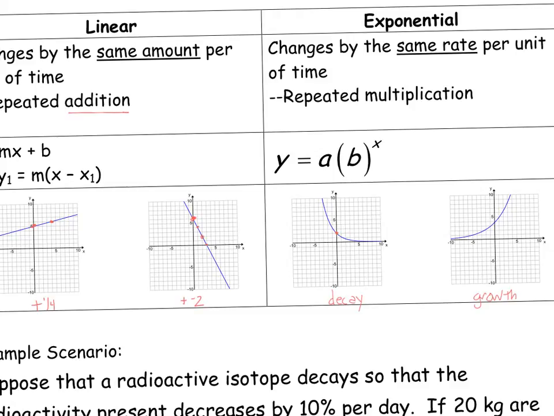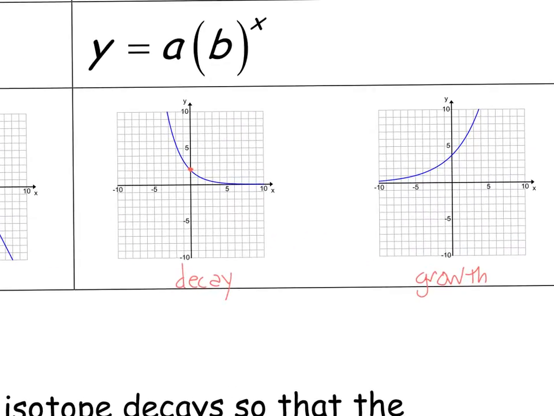So that's exponential growth or exponential decay. You are multiplying, so in this case, your b would be, well, in between 0 and 1, so it would be a fraction. Your growth, b is greater than 1. So you're multiplying by something greater than 1.